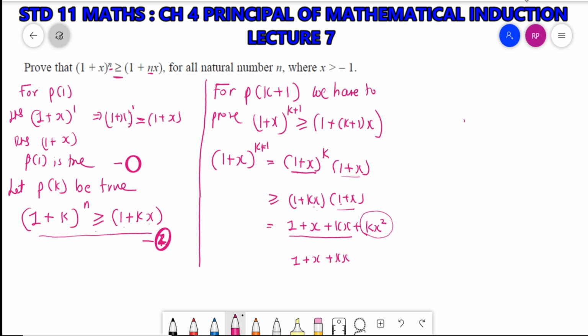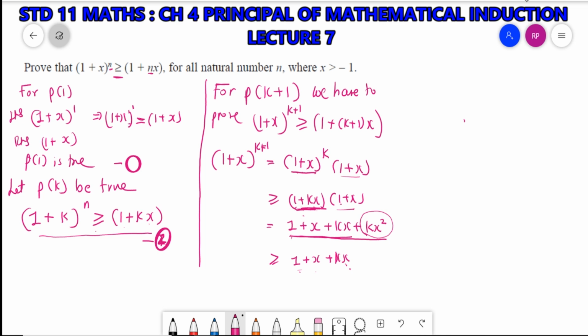Here kx square is positive because x square will always be positive and k is a natural number. So if I remove one positive element, then obviously the answer will be less. So I can write down that this is greater than or equal to 1 plus x plus kx because I have not written this. Okay. And even in this step, x is greater than minus 1, so whatever number we multiply, this will be positive. So we can write down this.